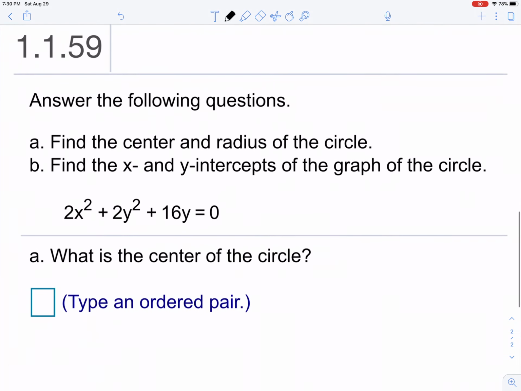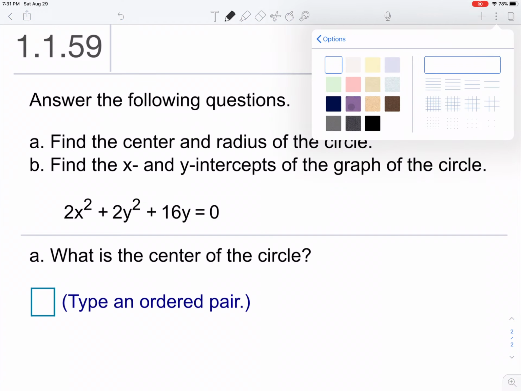We have this question from College Algebra. It comes from section 1.1, question 59. It says, answer the following question. Find the center and radius of the circle, and then find the x and y intercepts of the graph of the circle. Okay.